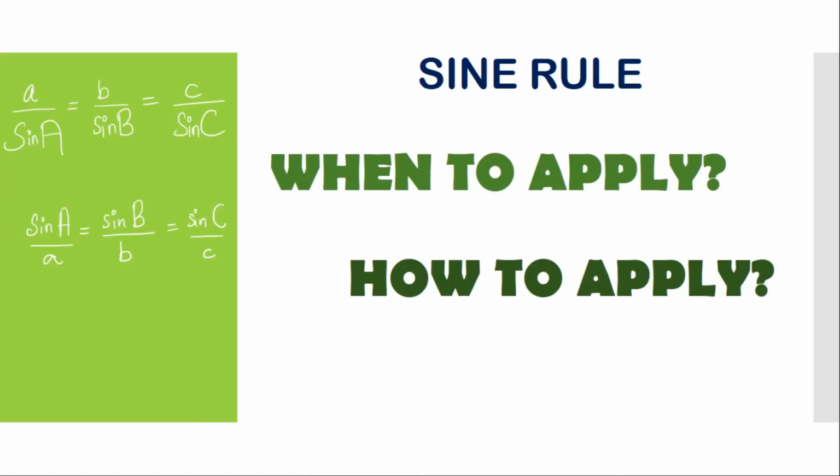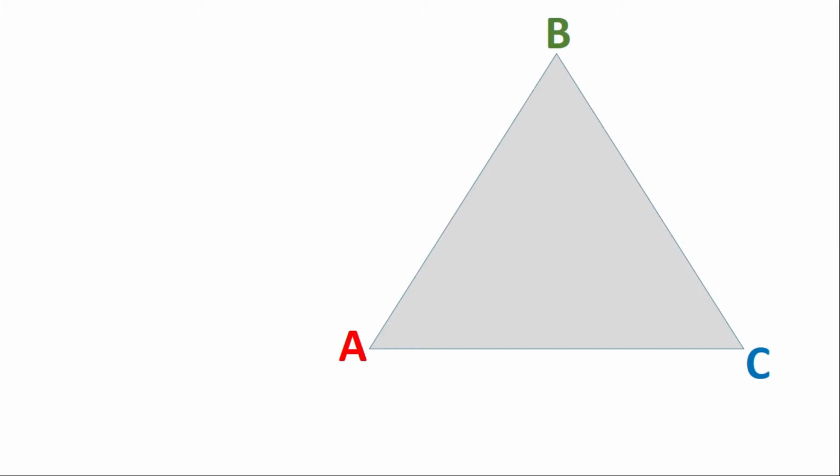Today the topic is the sine rule, and let's see how and when to apply the sine rule to find a missing side or a missing angle in a triangle, in any triangle. Let me first write the sine rule.